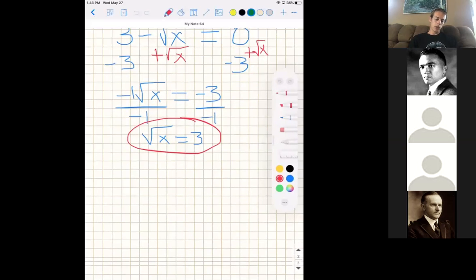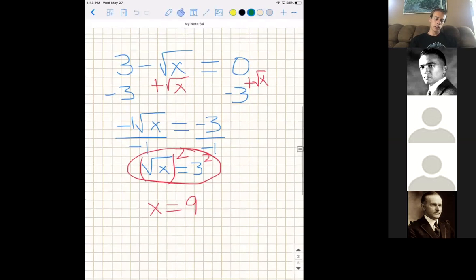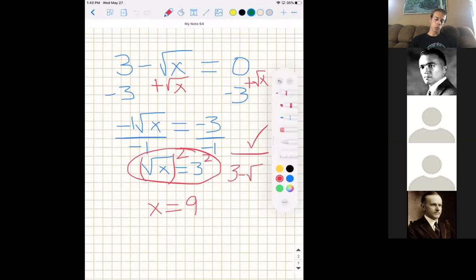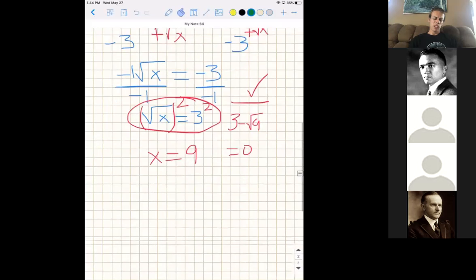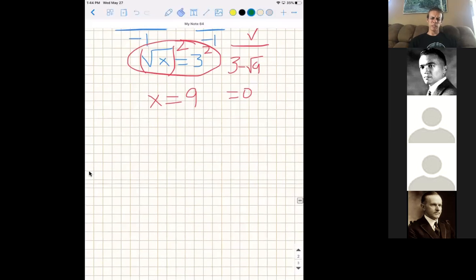And so again, to undo a square root, what do we have to do? Square it. Yeah, we're going to square both sides. So x equals positive 9. And we could go back into our original. We can always check it. If we were to do our check, we'd say, does 3 minus the square root of 9 equal 0? And we go, square root of 9 is 3. 3 minus 3 equals 0. We're good. Questions on that? Does that seem pretty straightforward?